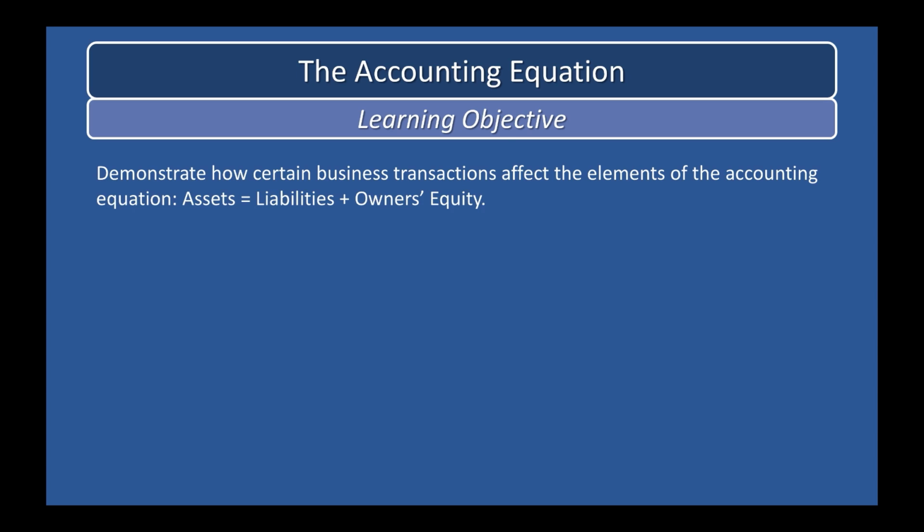A transaction that increases total assets must also increase total liabilities and owner's equity. Similarly, a transaction that decreases total assets must simultaneously decrease total liabilities and owner's equity. Some transactions increase one asset and reduce another. Regardless of the nature of the specific transaction, the accounting equation must always stay in balance.